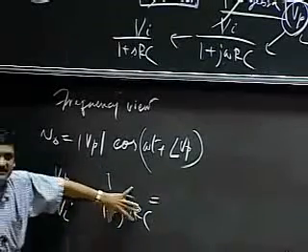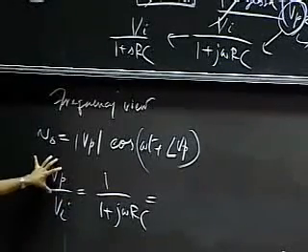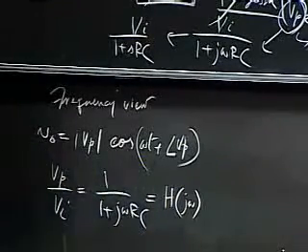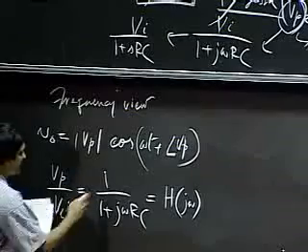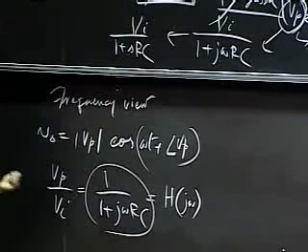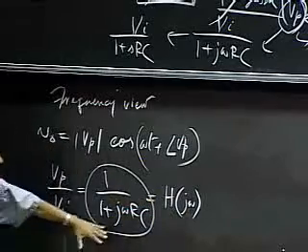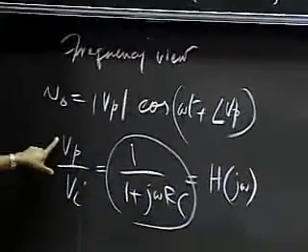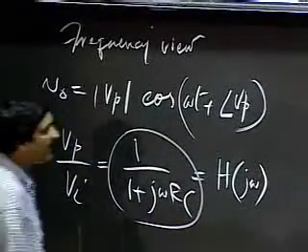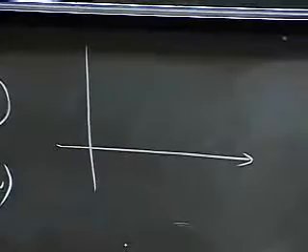This is a complex number, and it is simply a number that when multiplied with Vi gives me the output. This is also called a transfer function and represented as H of j omega. Much like the gain of my amplifier, which when multiplied by the input gave me the output, this is a complex multiplier, which when multiplied by Vi gives me Vp, and as such we call it a transfer function H of j omega. And we can plot this function. Notice that this is a function of omega.